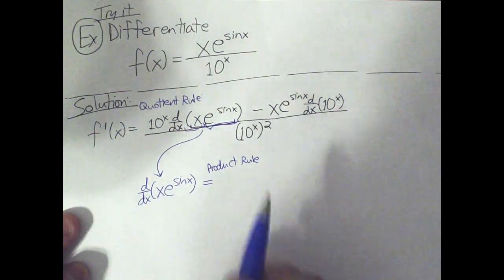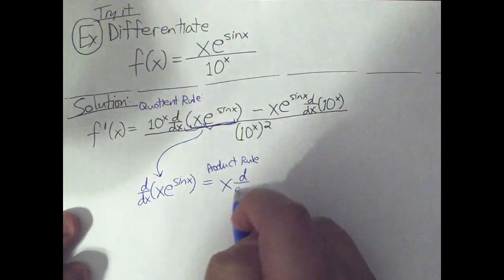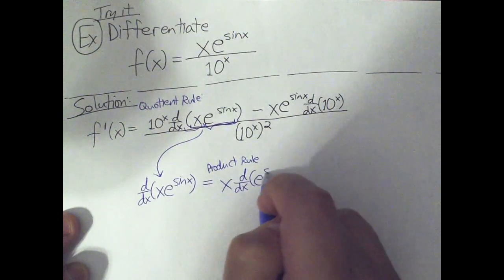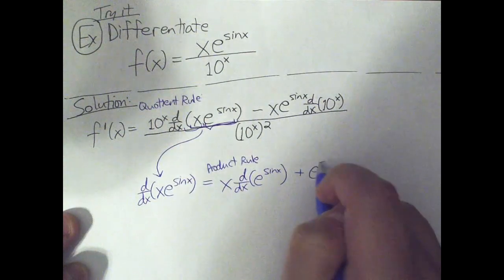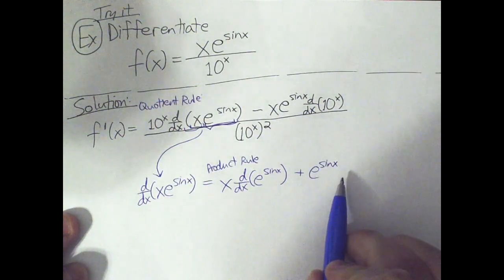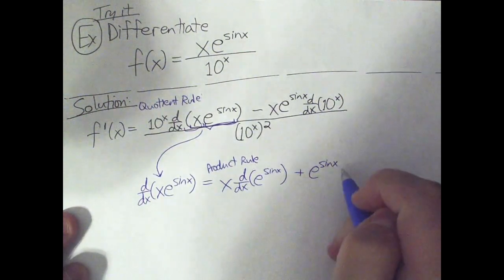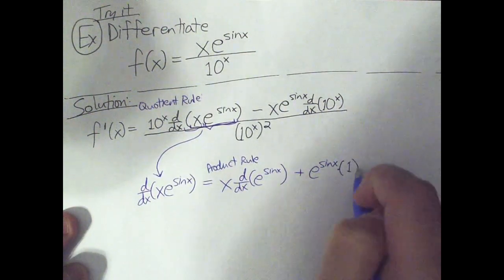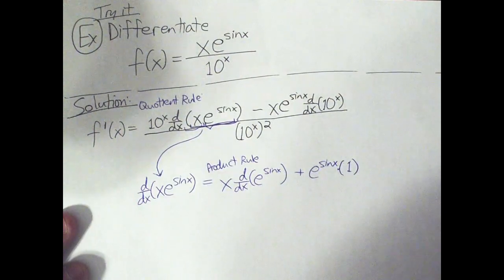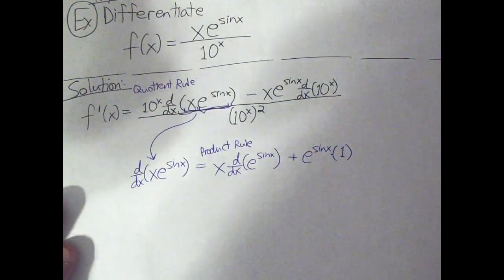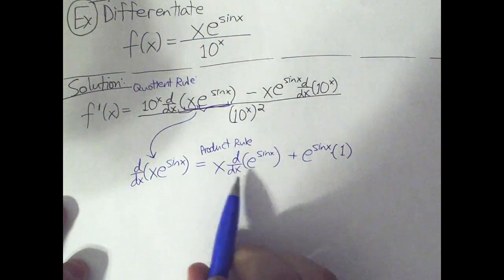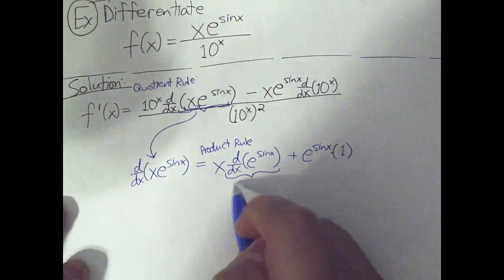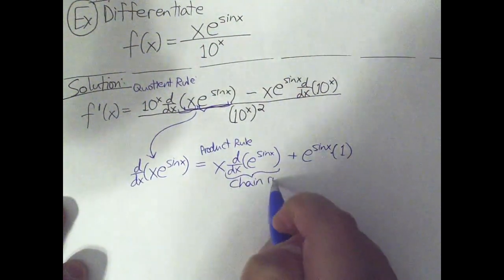My first function is x, so we do first function times derivative of the second one plus second function times derivative of the first one. The derivative of x is just 1, so you don't even have to write that, but I'll write it anyway, times 1. So what do we do next? We still have to do this. This needs the chain rule. Wow. Okay.